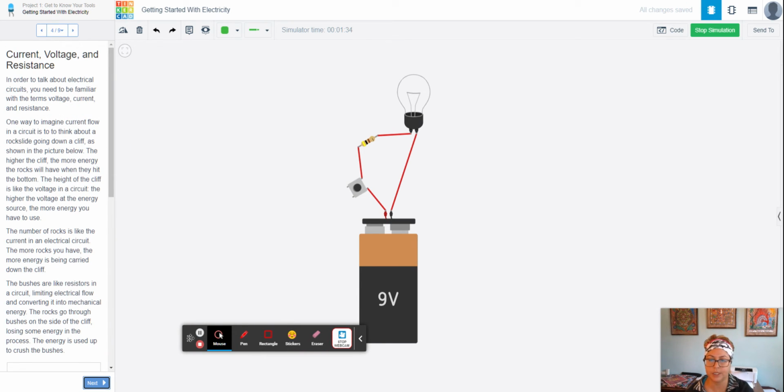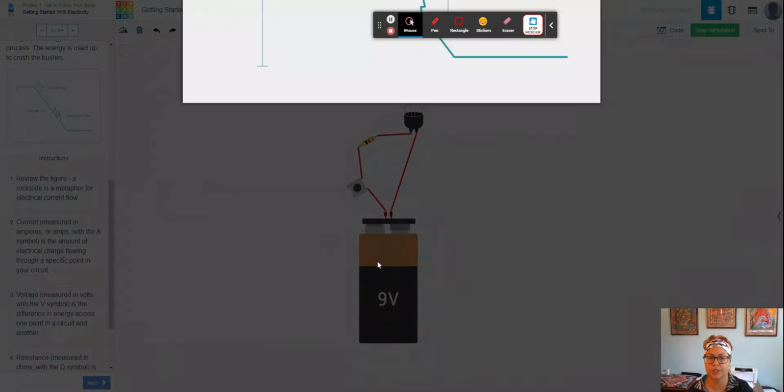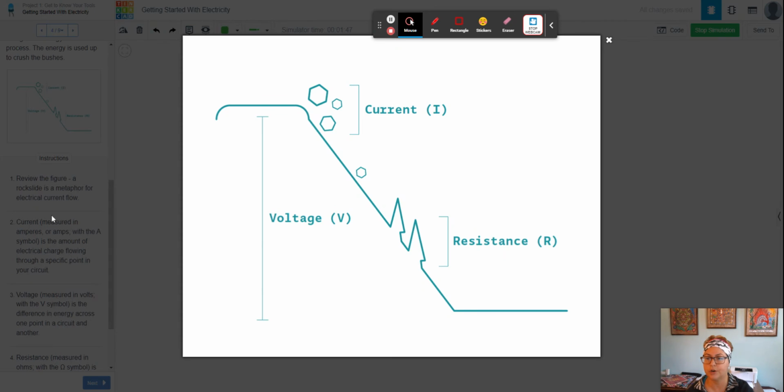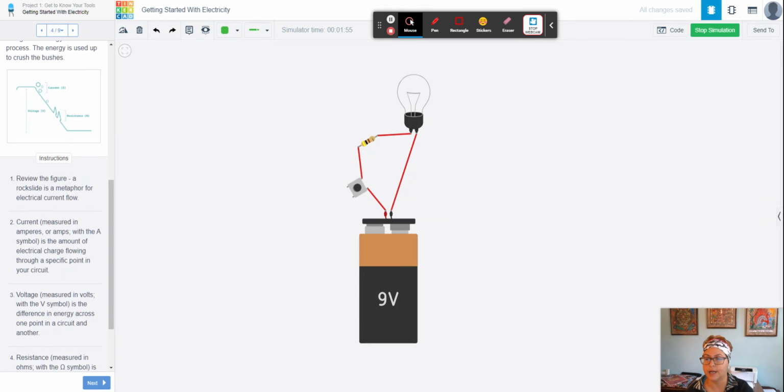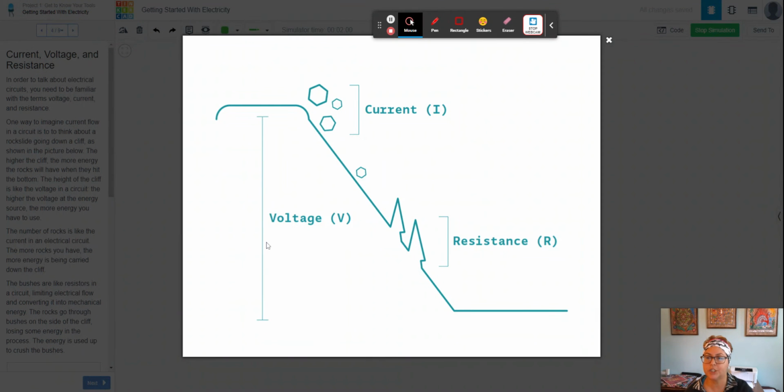So let's talk about some major things that we need to know in electricity to understand what's going on. Current, voltage, and resistance, okay? If you want to imagine current, there's actually a pretty good picture here. This is kind of a metaphor. The current is like the rocks coming down the hill, okay? Imagine that there's a rock slide going down the cliff. As you can see in the picture here, the higher the cliff, the more energy, okay? So that's where your voltage comes in, right?